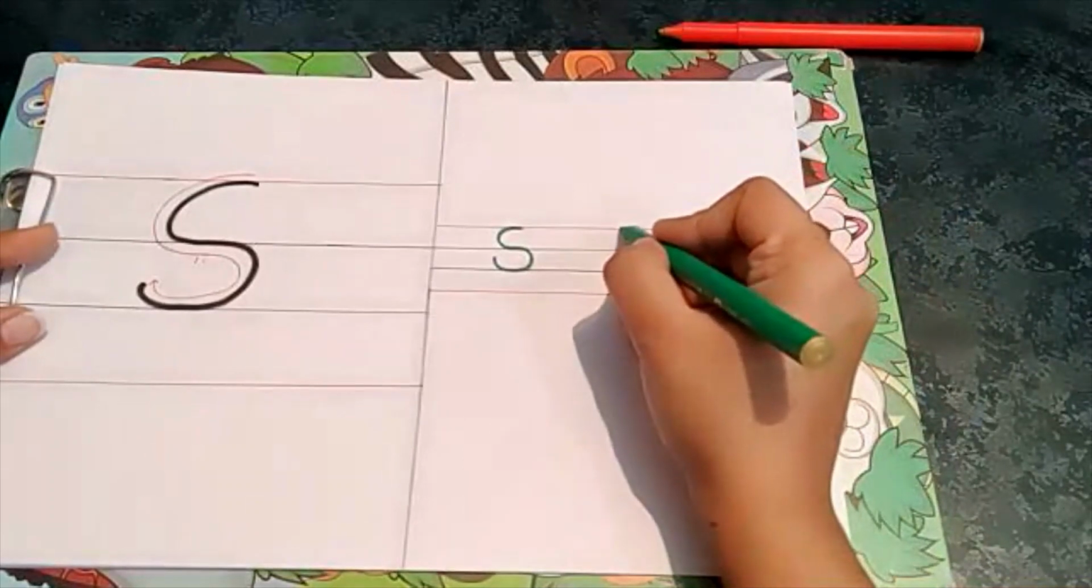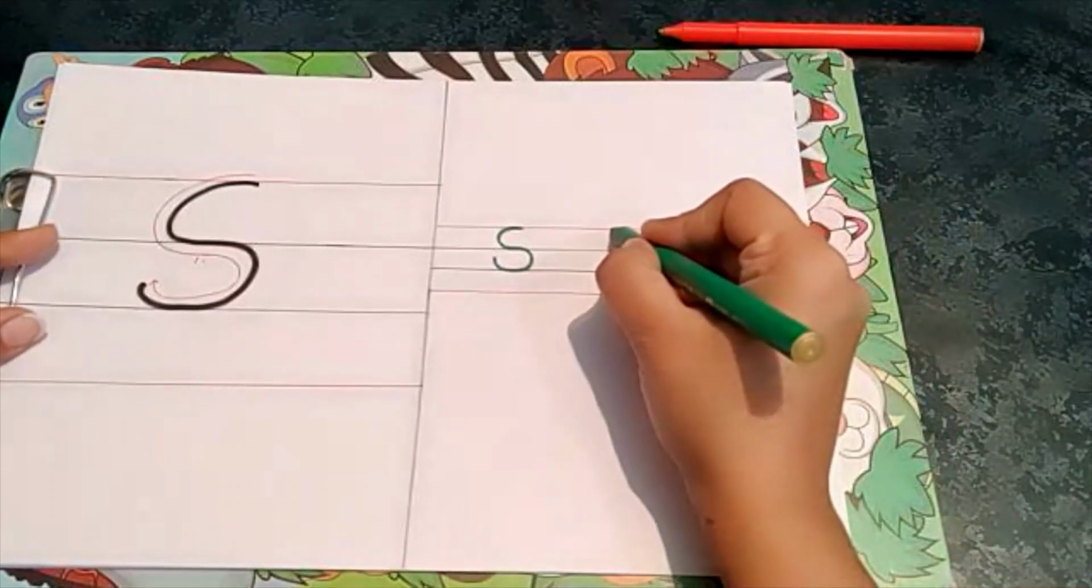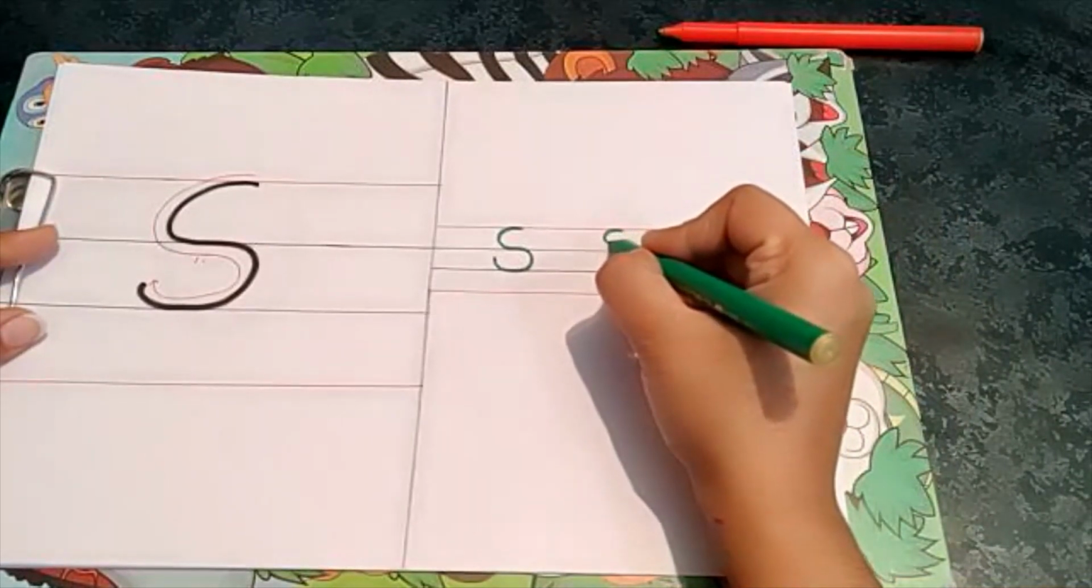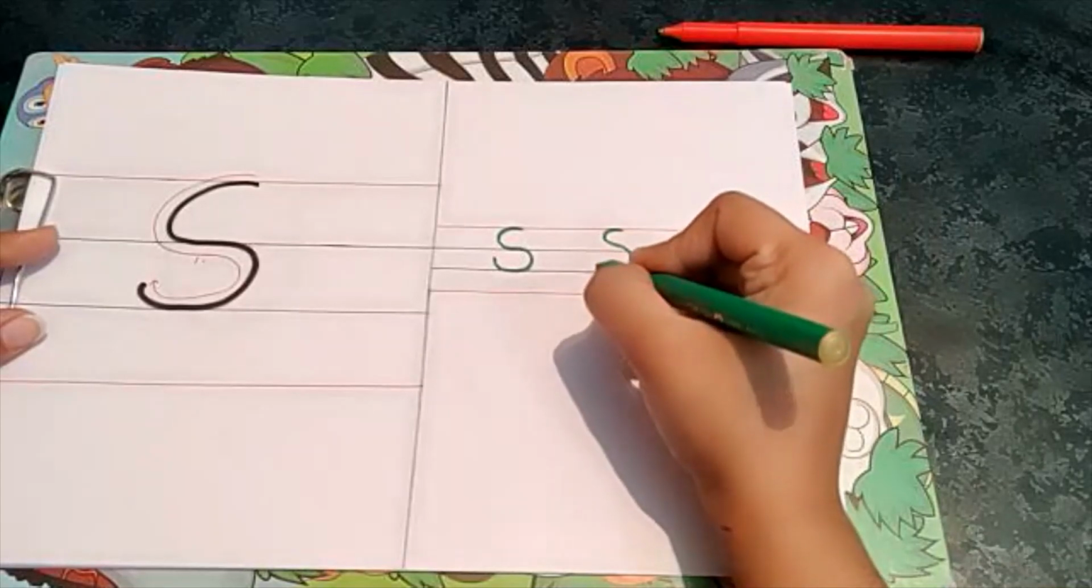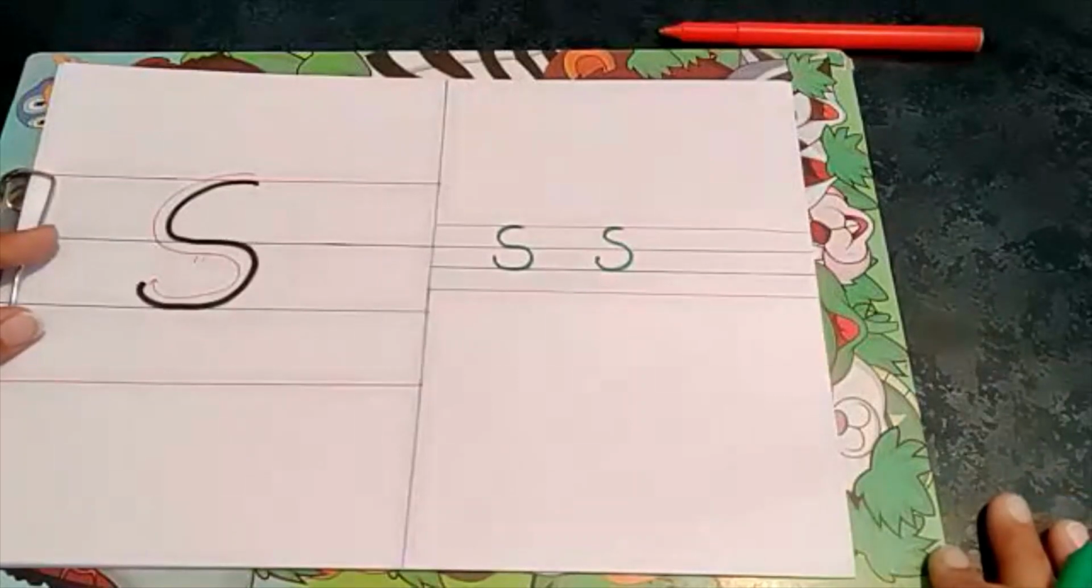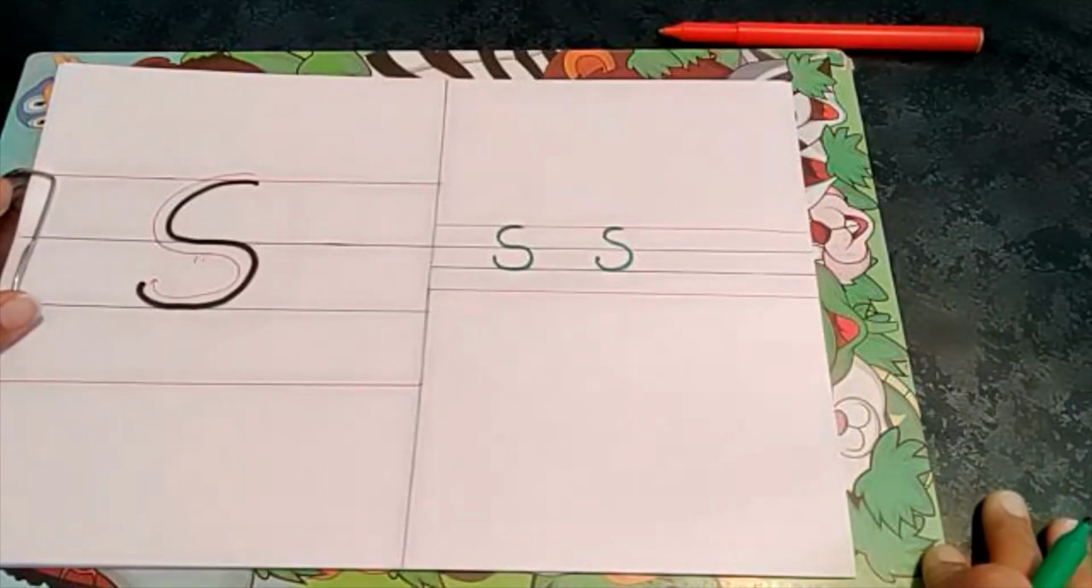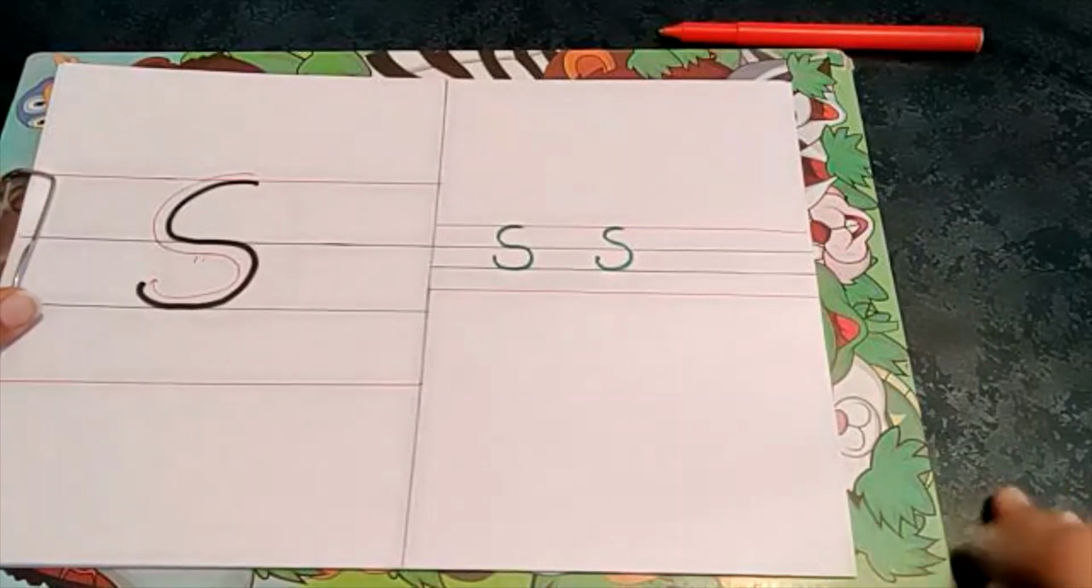Let's try it one more time. We have to go from upwards to downwards and then continue it to this line. Letter S. S for snake. S for snail.